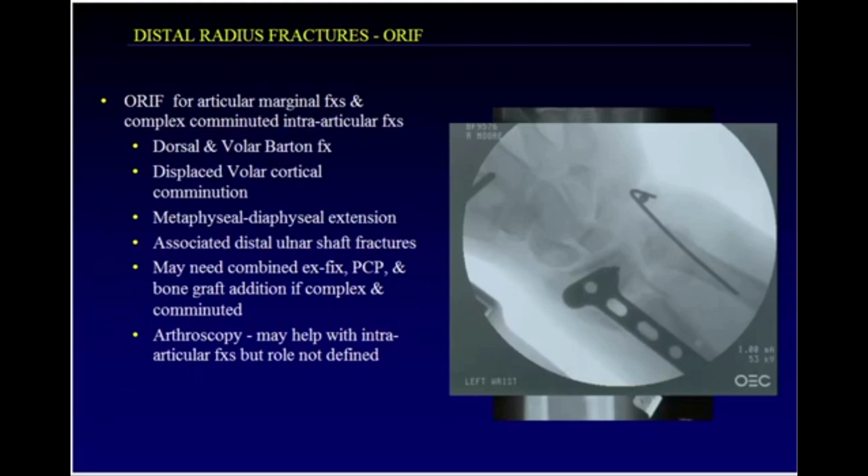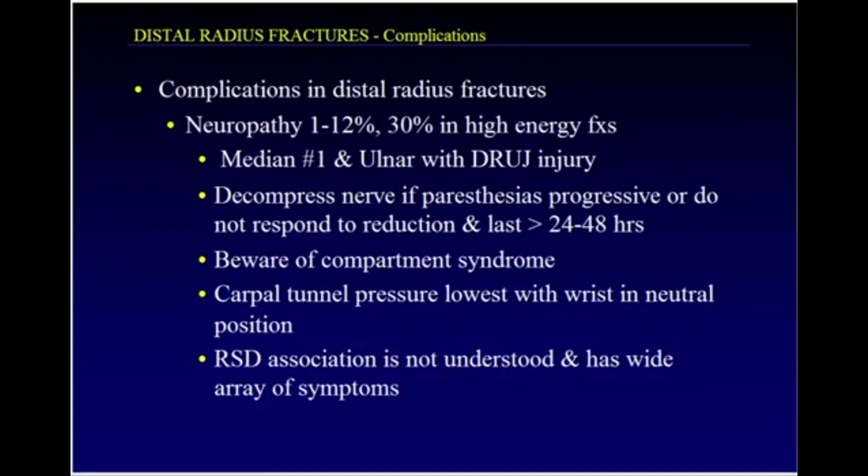Arthroscopy has been shown to help with certain intra-articular fracture patterns, but I think it's fair to say that its role is not clearly defined and it's not preferred by orthopedic trauma surgeons, I can tell you for sure. Complications in distal radius fractures include neuropathy, anywhere up to 1 to 12%. However, if you have a high energy fracture, that incidence can be as high as 30%. The most commonly injured nerve is the median nerve, of course. You can also get an ulnar nerve injury with concomitant damage to the distal radial ulnar joint.